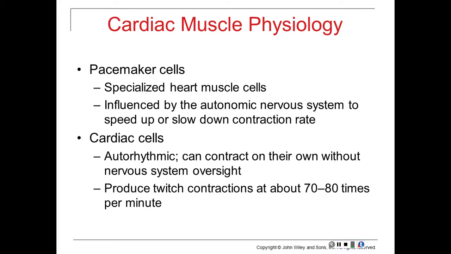So pacemaker cells literally set the pace for your heartbeat and are kind of like the conductors of your heart contractions. The cardiac cells are autorhythmic, meaning they can contract on their own without the nervous system. In other words, they just respond to the pacemaker cells. They produce a twitch about every 70 to 80 times per minute, which is why our heartbeat is generally around 70 beats per minute.